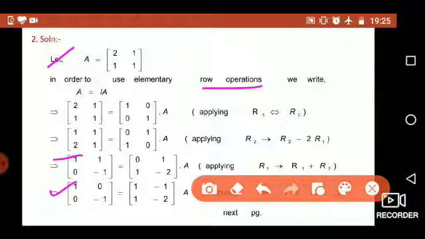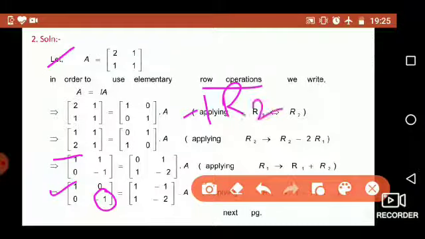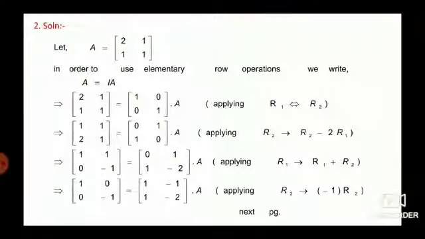We have the first row elements 1, 0, but in the second row we have the elements 0, minus 1. To get 1 in the second row, we should multiply the second row by minus 1. That we can see in the next slide.